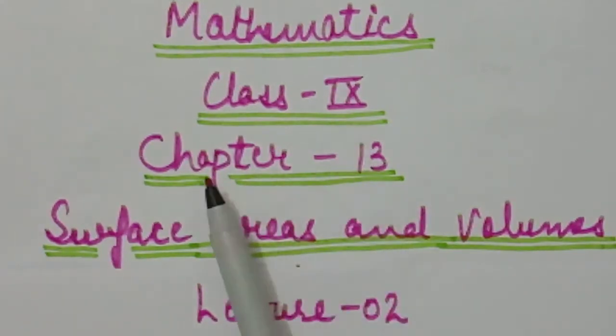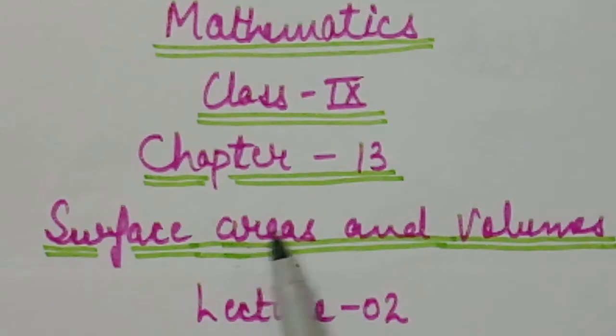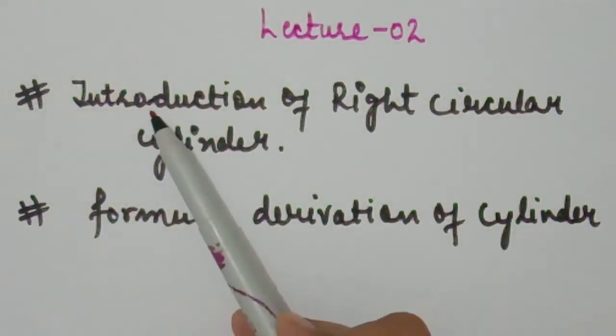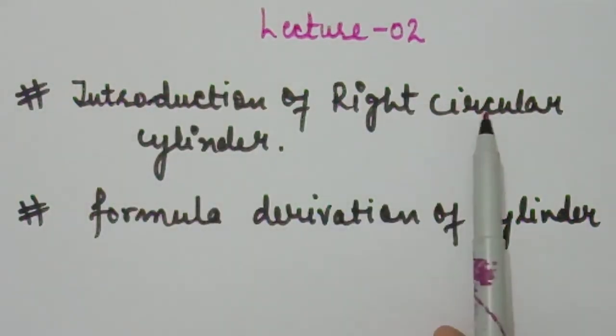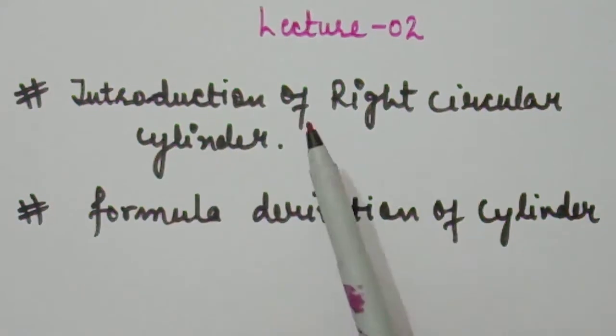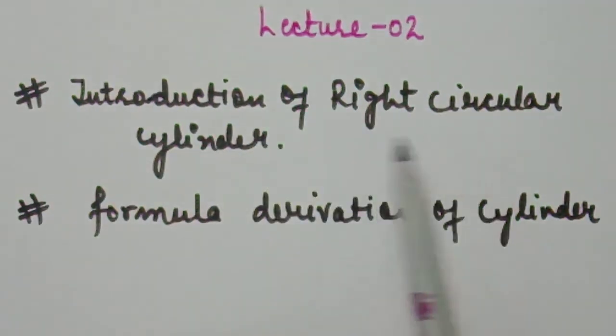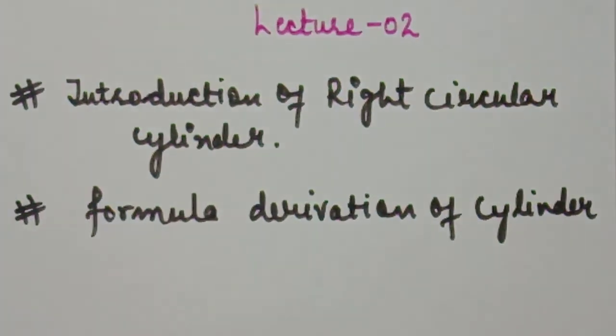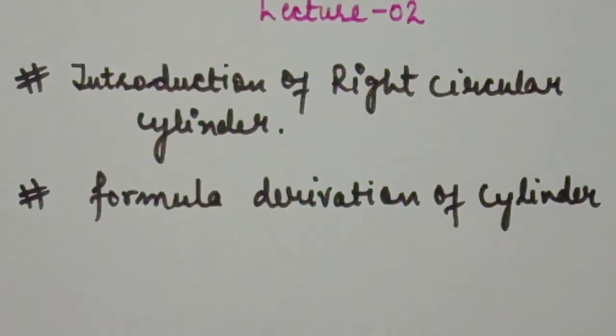This is class 9th, chapter 13, surface areas and volumes. This is our lecture 2. In the first lecture we discussed cuboid and cube. In the second lecture we will discuss the introduction of right circular cylinder. We will learn all things about a right circular cylinder and the formula derivation of cylinder. So students, first question is this: what is a cylinder and what is a right circular cylinder?